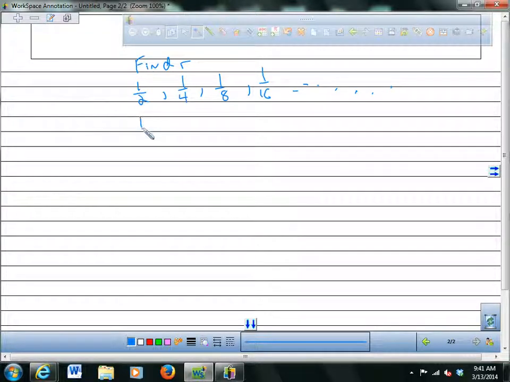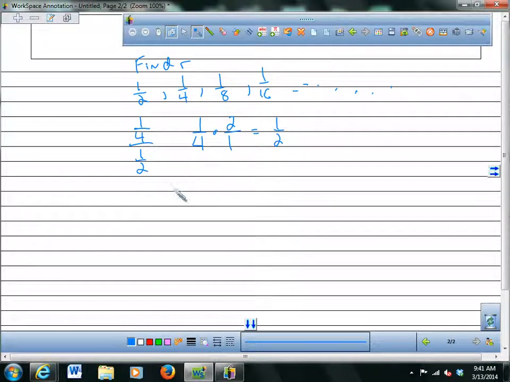If you couldn't readily figure that out in your head, you take this term and you divide it by this term. So 1/4 divided by 1/2: copy, dot, flip, and you get 2/4, which is 1/2. So if you see something with fractions, or anything that looks pretty complicated, you just divide the preceding term into the next term.